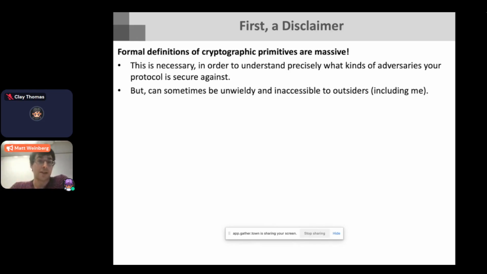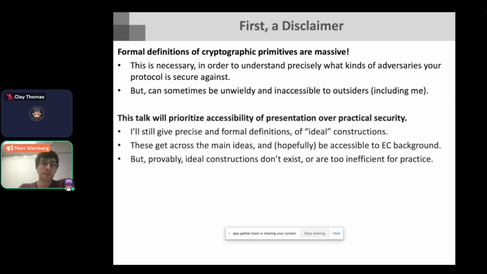This is necessary because cryptography is hard, and you want to understand precisely what kinds of adversaries your protocol is secure against. So what I can't promise to do is give you a simplified view of cryptography that's also mathematically rigorous and good enough for state-of-the-art research. The downside of this is that I think formal cryptography can be pretty inaccessible, and even I've taken graduate courses in cryptography, and I did research in cryptography when I was an undergrad, and I still find some of the formal definitions to be inaccessible and to take me a lot of time to process.